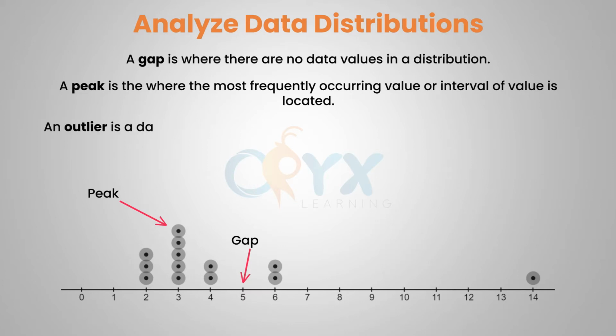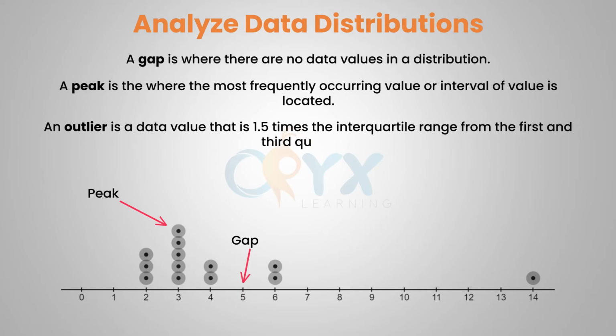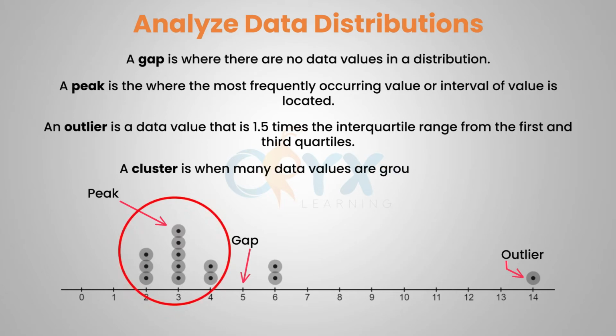An outlier is a data value that is 1.5 times the interquartile range from the first and third quartiles. In this example, there is one outlier that's shown at 14. A cluster is when many data values are grouped together. In this example, the cluster would be between 2 and 4.